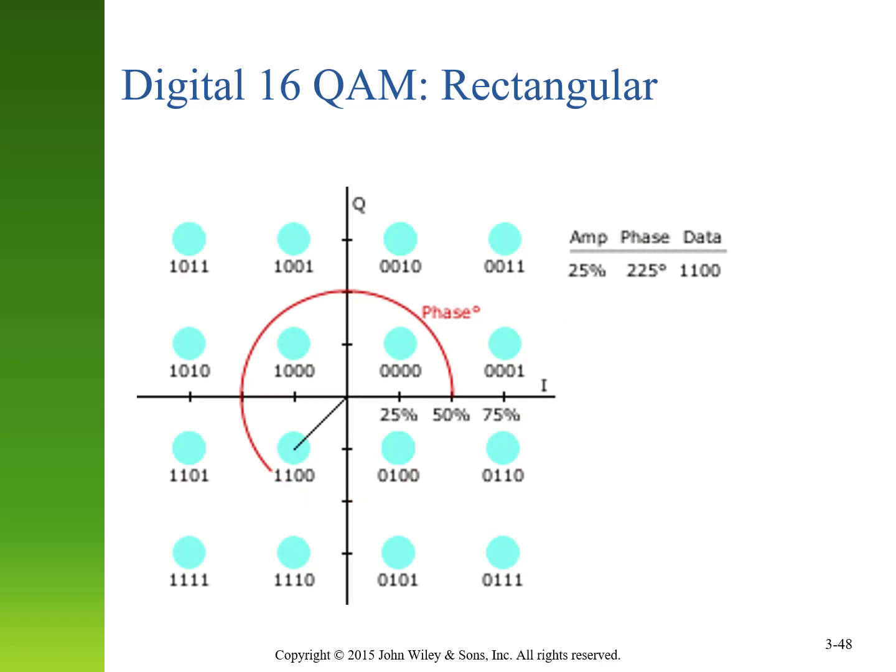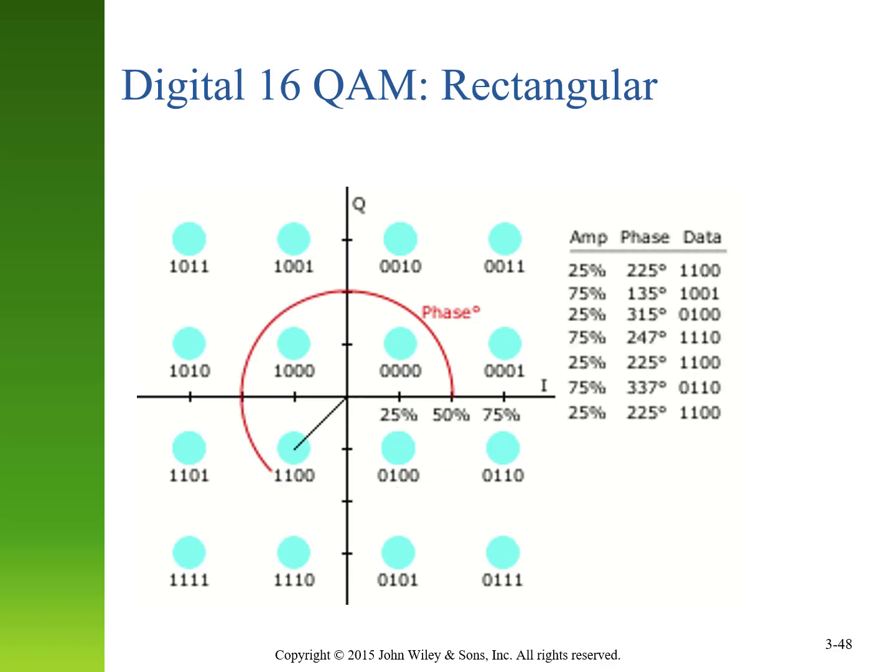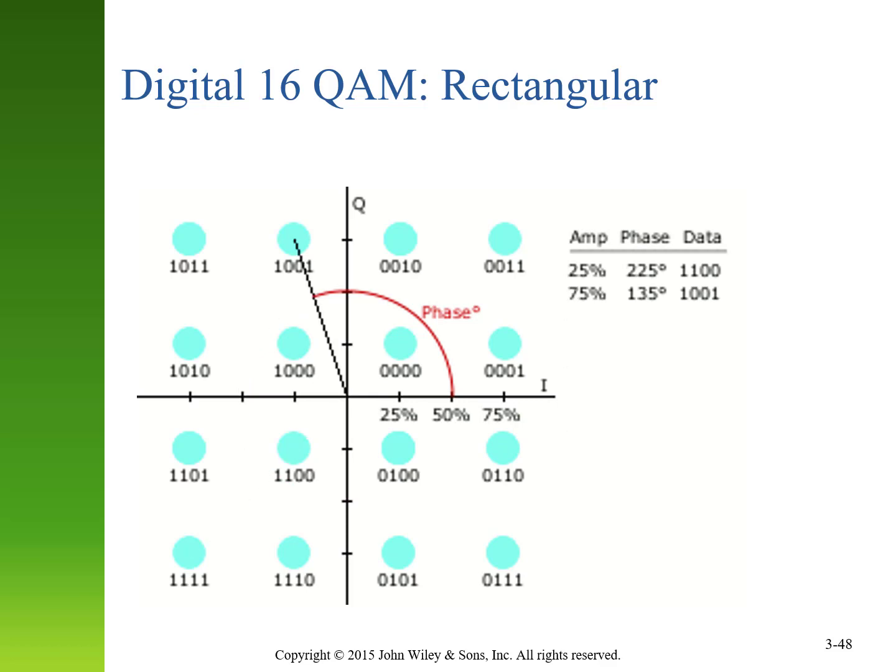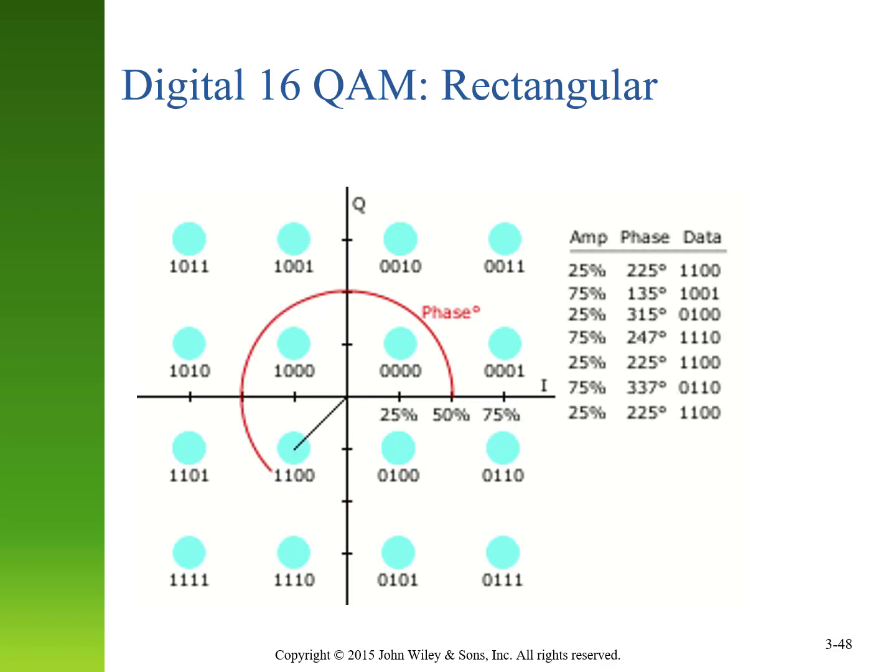So you can see at the top of the chart, if the amplitude was at 25% and the phase was at 225 degrees, that represents 1100. If you change either the amplitude or the phase, you could represent a different combination of 4 zeros and ones.